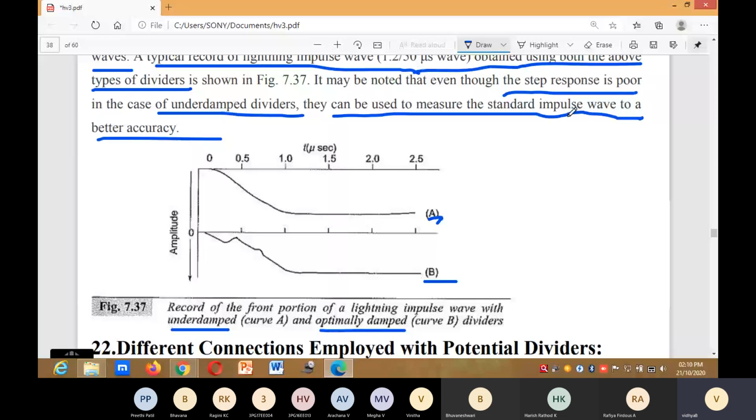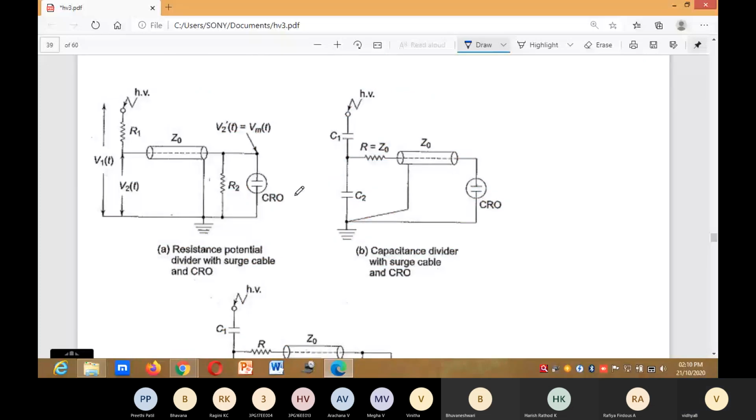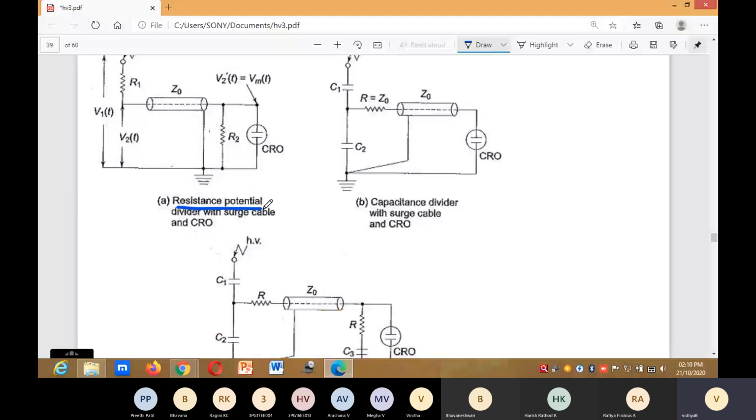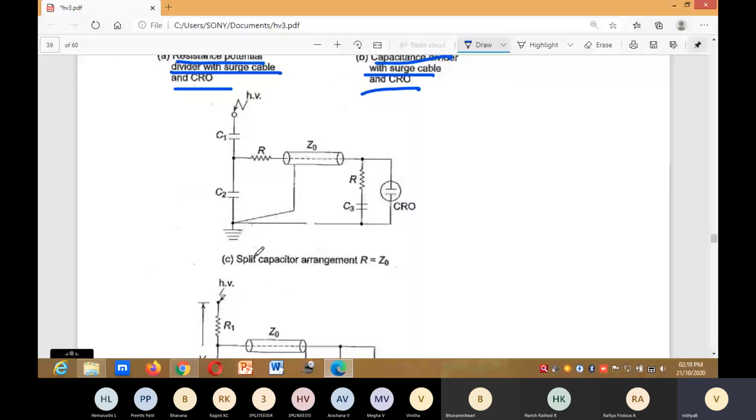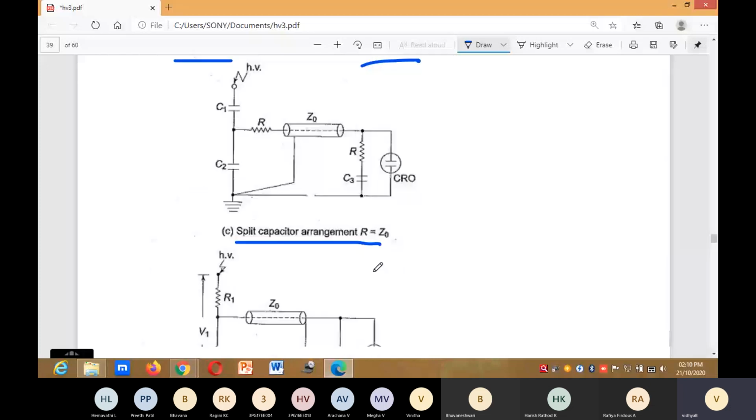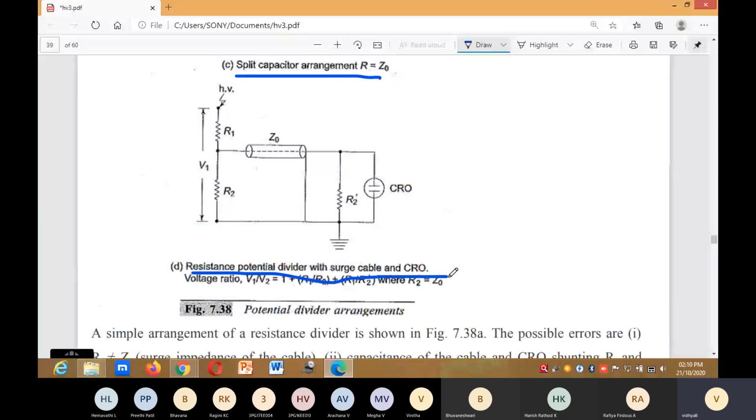Different connections employed with potential dividers. These are the different connections: resistance potential divider with surge cable and CRO; capacitance divider with surge cable and CRO; split capacitor arrangement.